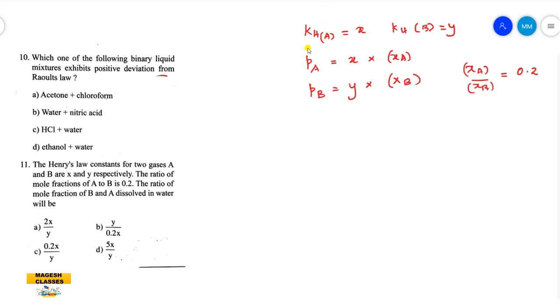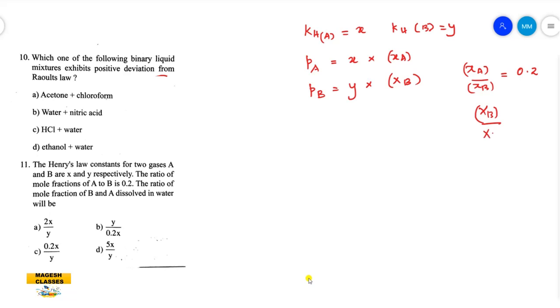The Henry's law constant of A is X and the Henry's law constant of B is Y. So the partial pressure of A is equal to X into the mole fraction of A. The partial pressure of B is equal to Y into the mole fraction of B. Given that the ratio of the mole fraction of A to the mole fraction of B is equal to 0.2.